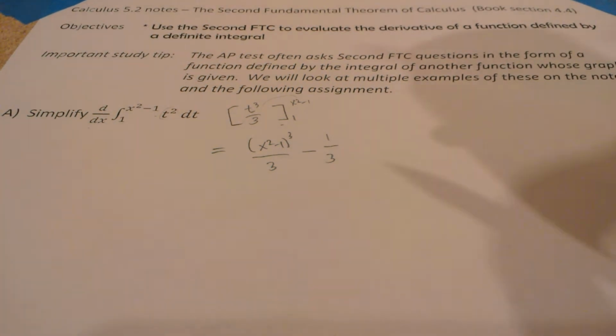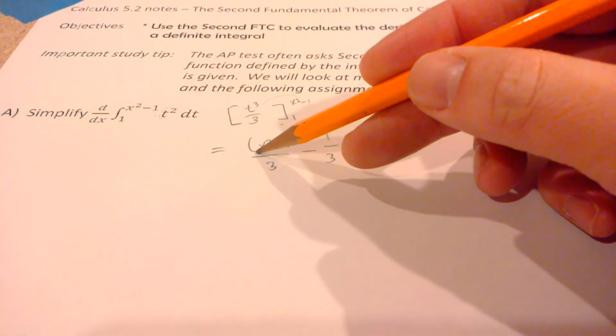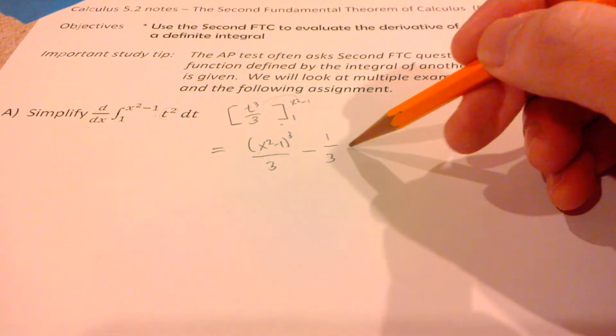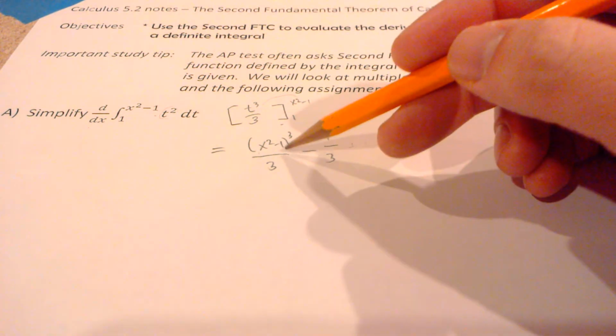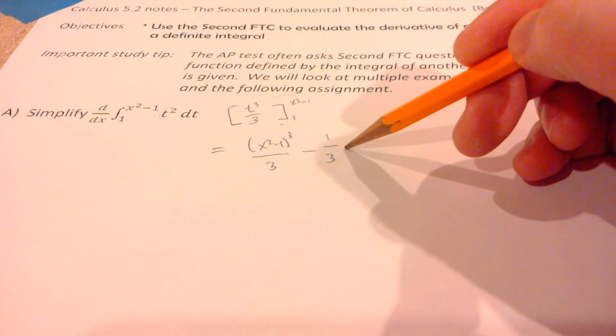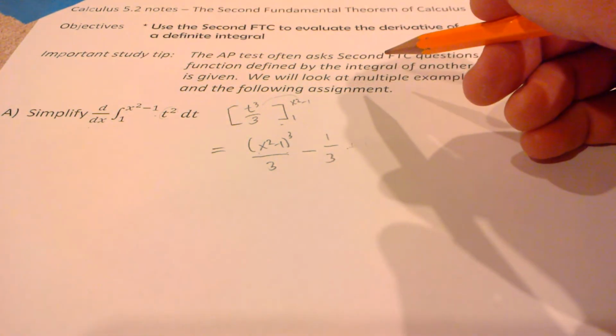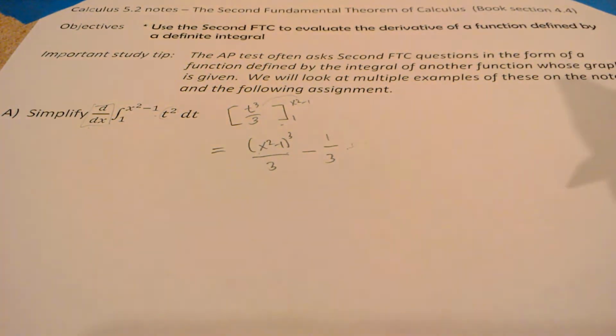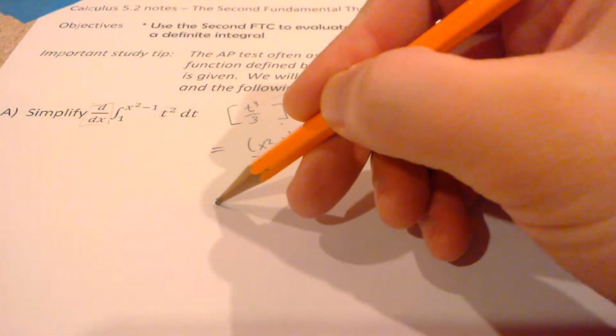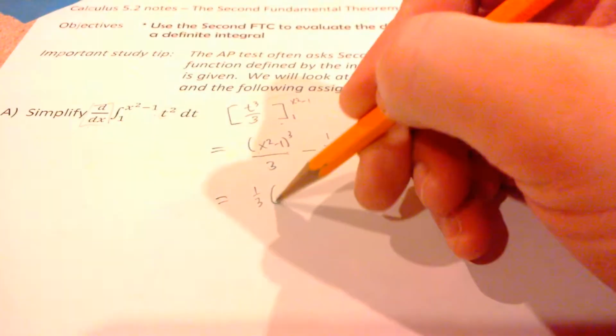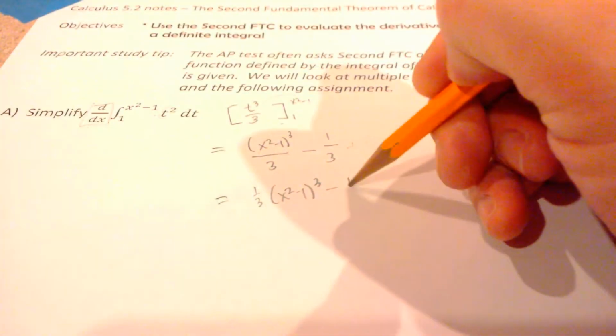So this is the result of the integration. Again, I'm not going to worry about the plus c. That happened. There was a plus c here and a minus c here. They're going to cancel out. But now I still have to differentiate the result. So before I do that, I'm going to write this first term as 1/3 quantity cubed minus 1/3.